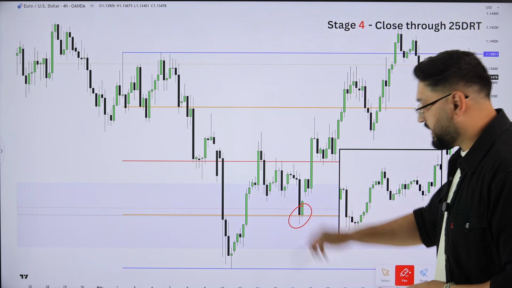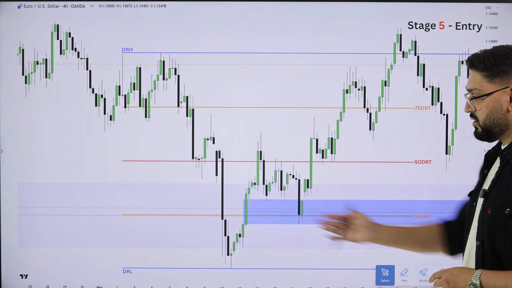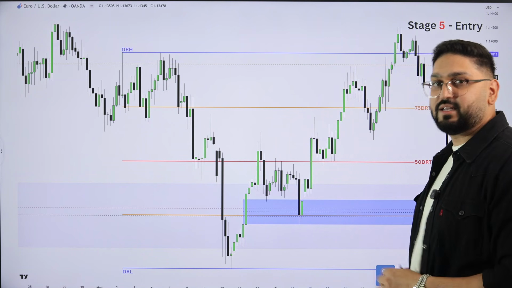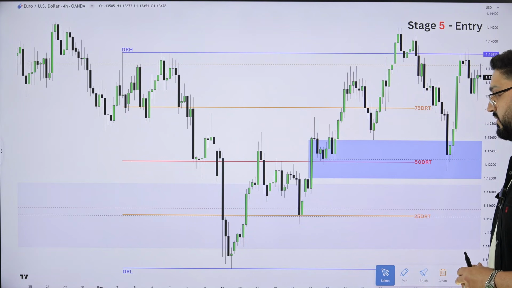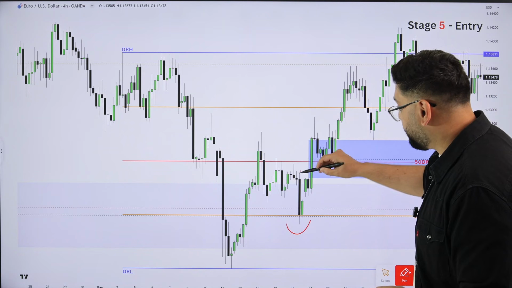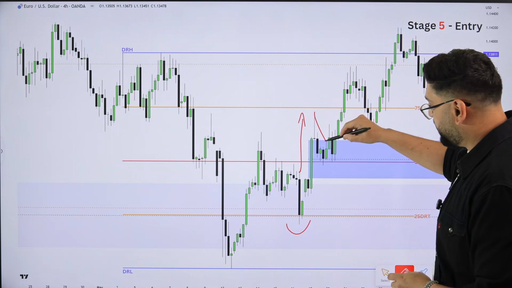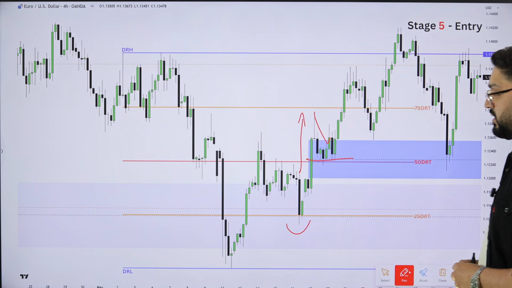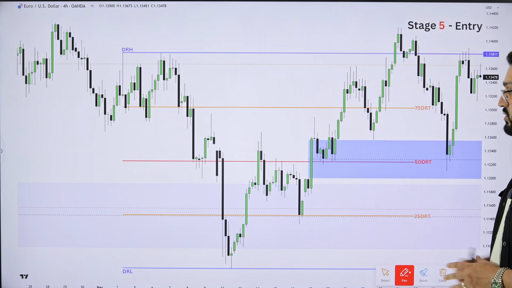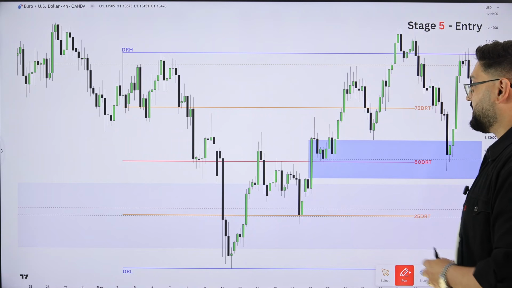Note the bodies of the candles here, respecting that 25 DRT level and dropping into our buy side imbalance. Again, where does it nest? Inside of that 25 DRT level. Price then turns around and we see it reprice back through that 50 DRT level. We then drop back lower and note all that price action here in the form of the candle bodies. They're failing to close below the consequent encroachment of that buy side imbalance that again nests at that 50 DRT level.